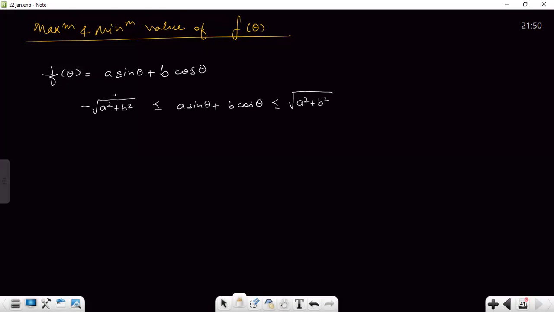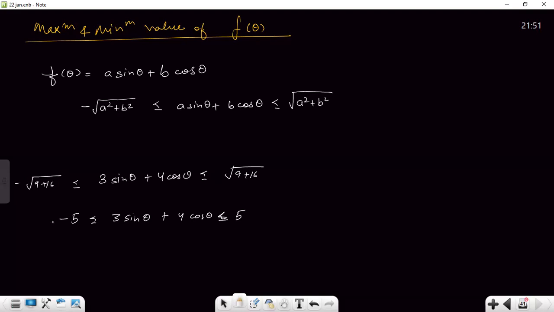This is simply, let's take an example. 3 sine theta plus 4 cos theta. Its maximum value will be the square root of 3 square, that is 9, plus 4 square, that is 16. Its minimum value will be minus of the same. 9 plus 16 is 25. What is the square root of 25? Isn't it 5? So its minimum value is minus 5. Maximum value is plus 5.